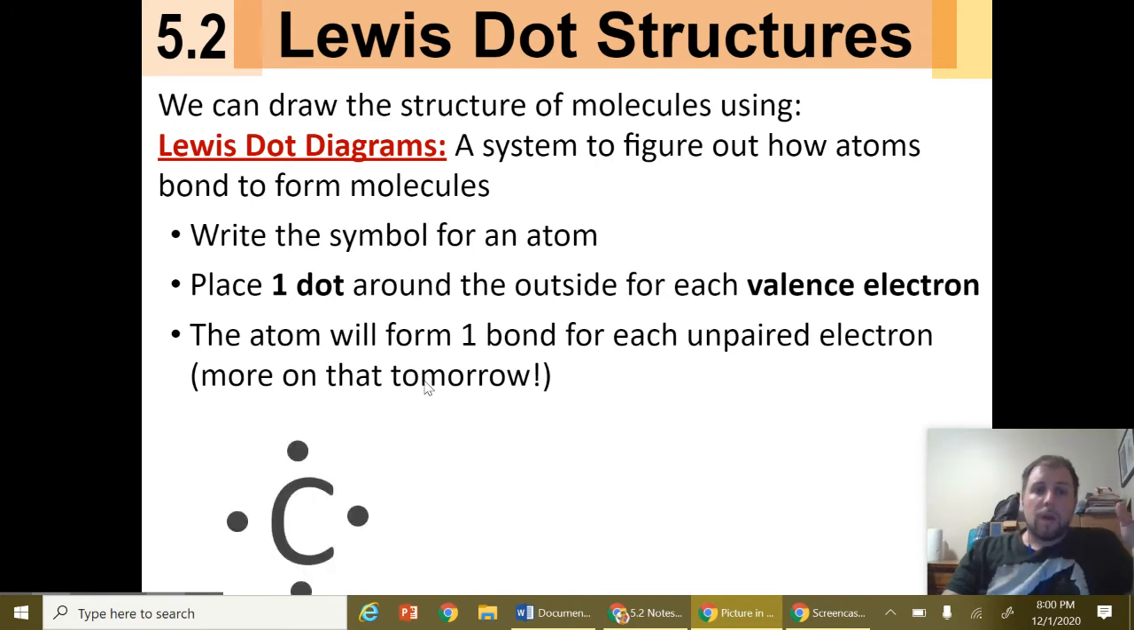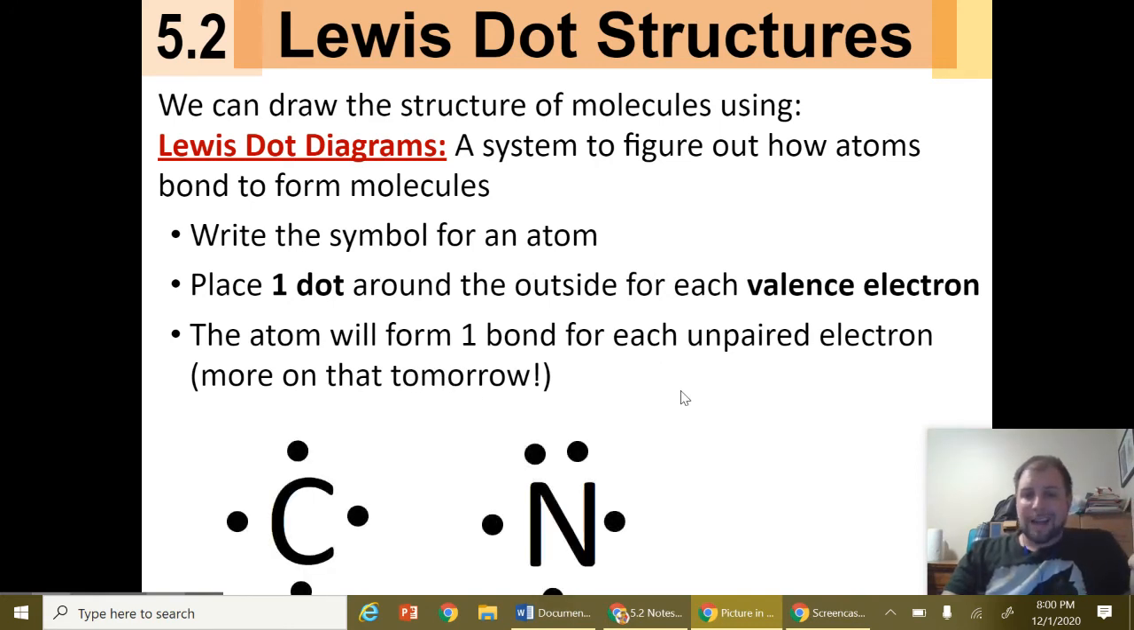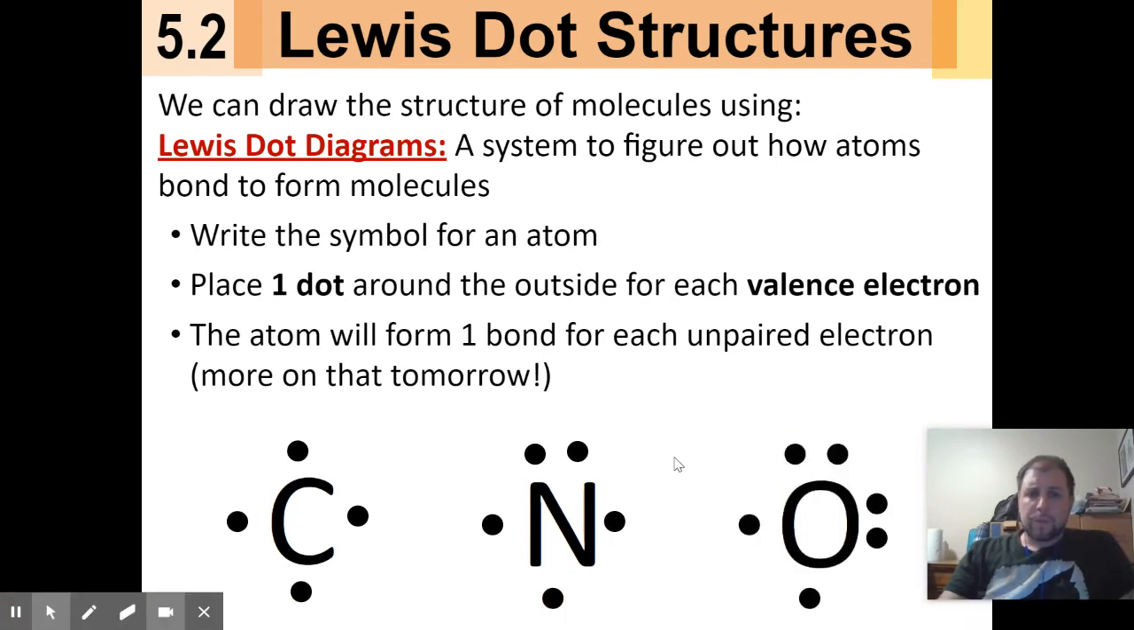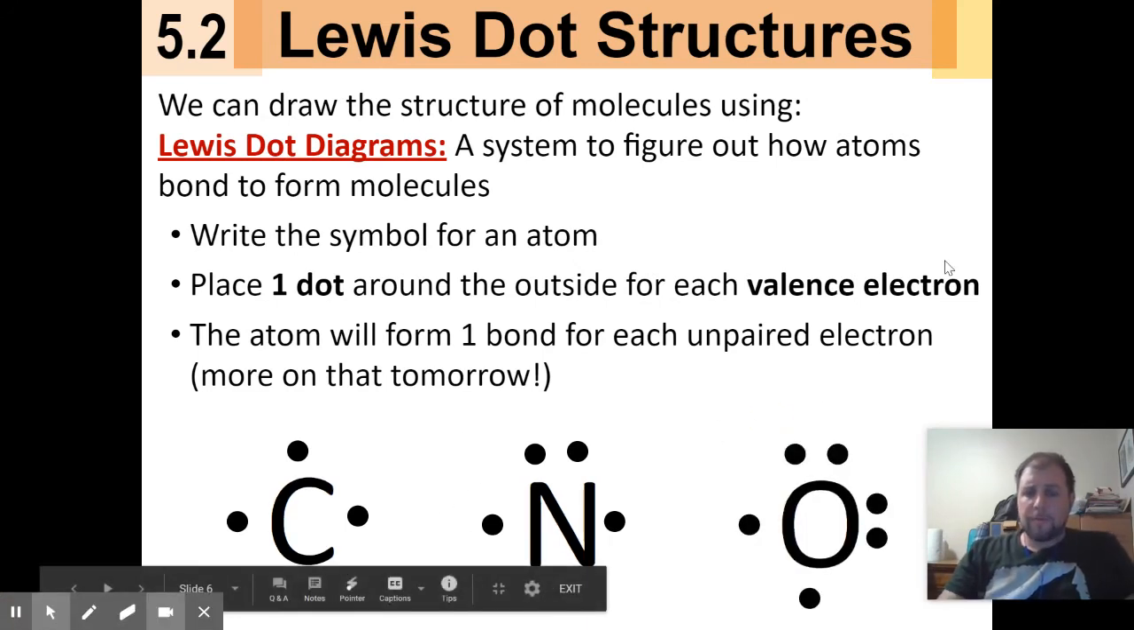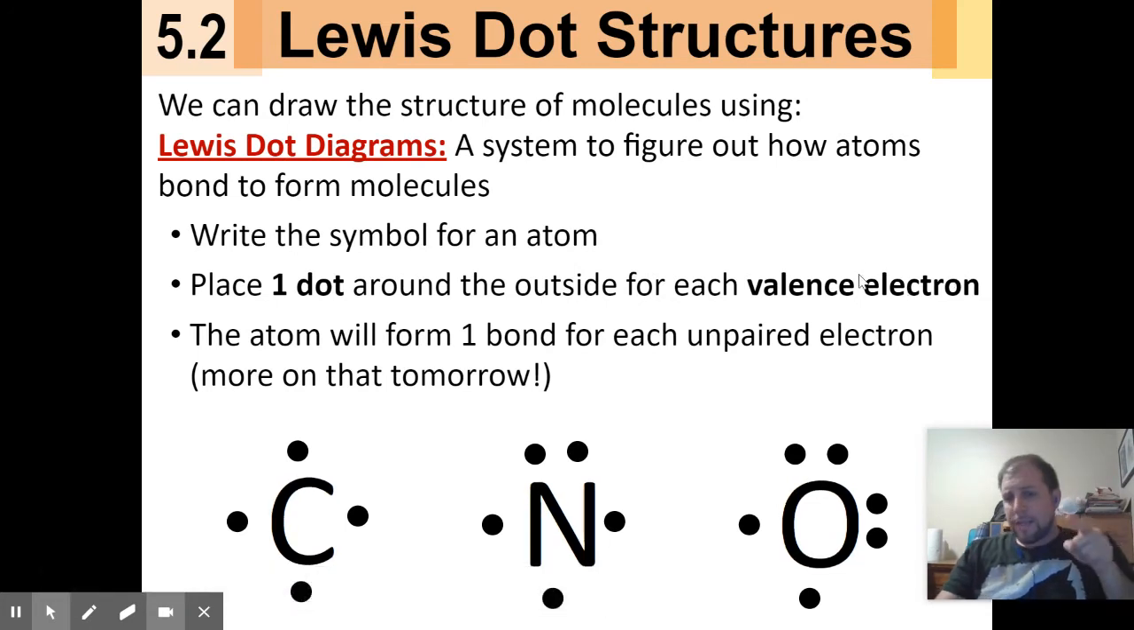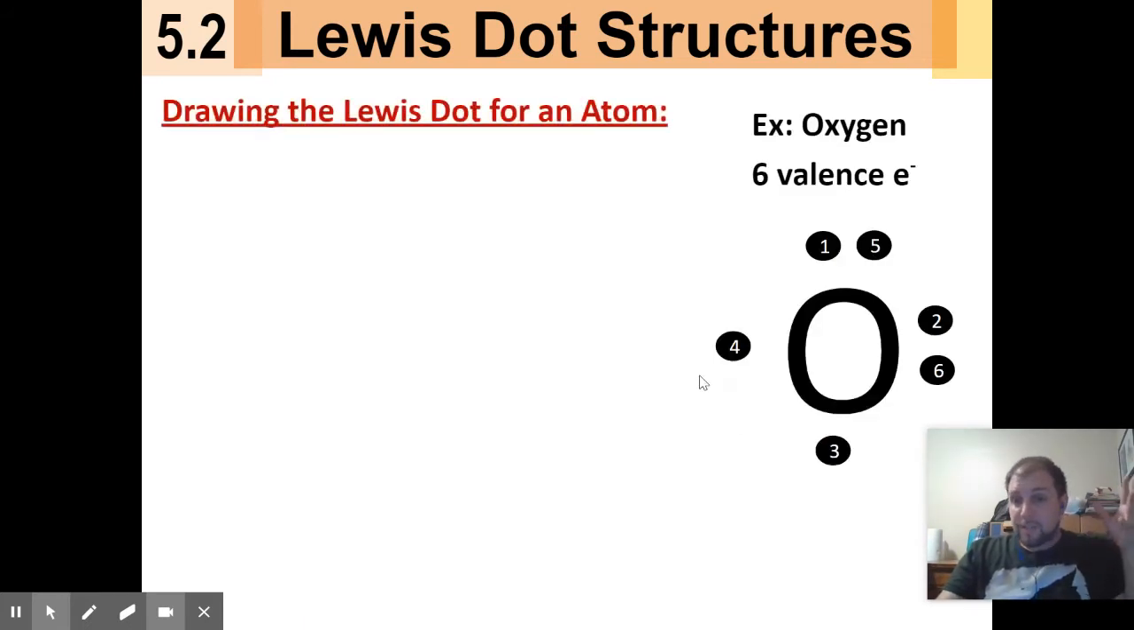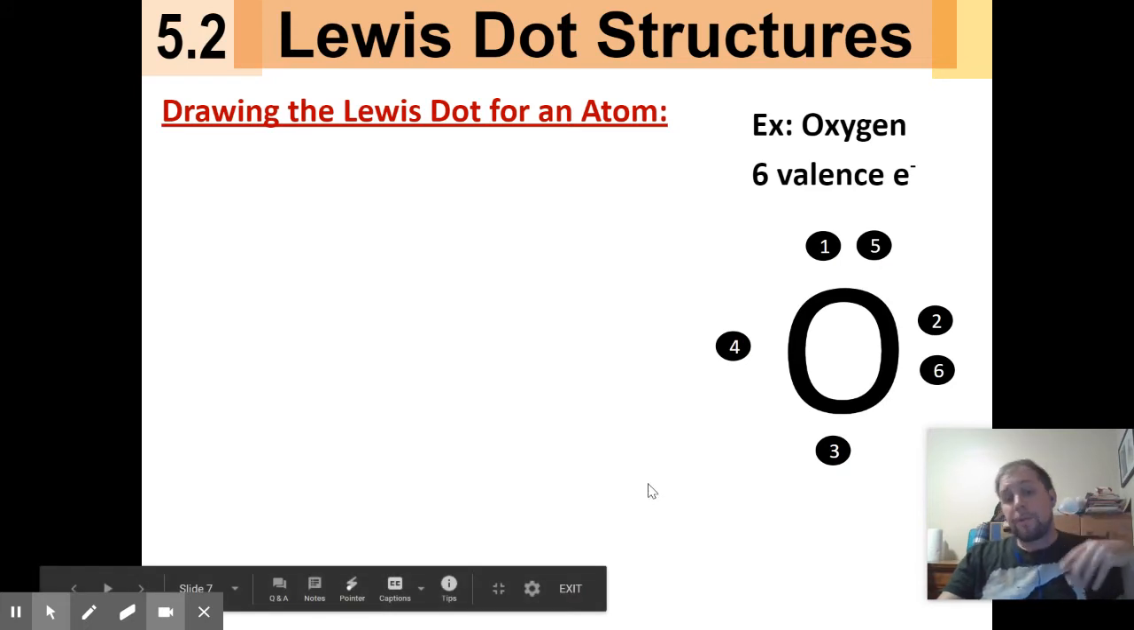Here are some examples of Lewis dot structures for different elements. Here's the Lewis dot structure for carbon, for nitrogen, and for oxygen. Today we're going to work on drawing these Lewis dot structures, because in order to make the big molecular diagram, we have to be able to draw the individual Lewis dot structures for the individual atoms that are involved. The process for this is real simple. I'm going to walk through it, then I'm going to do some examples for you.